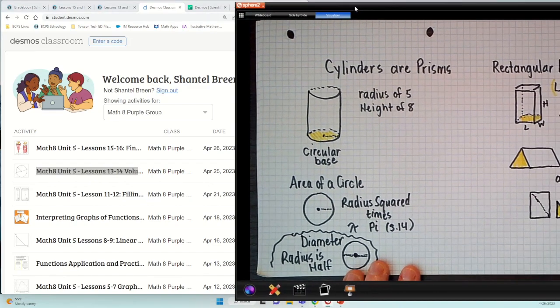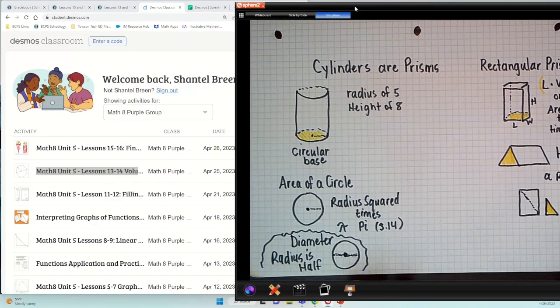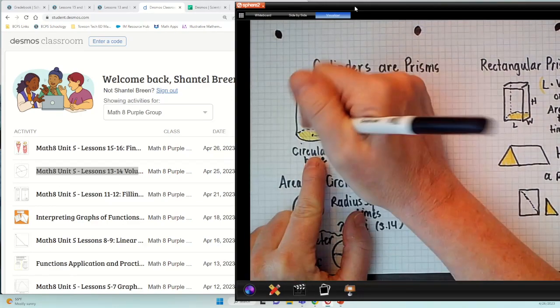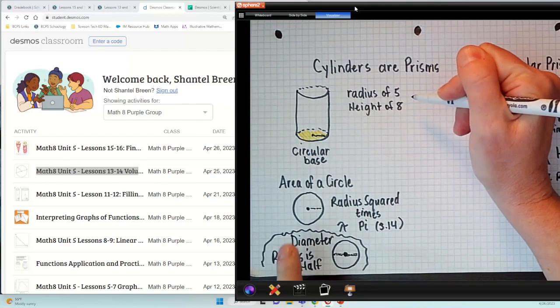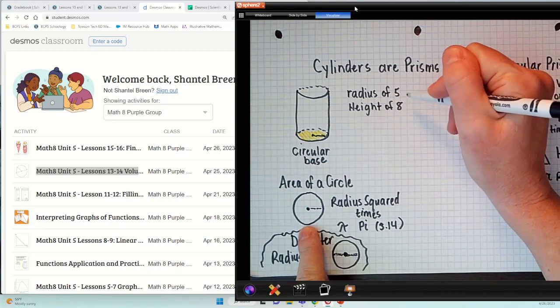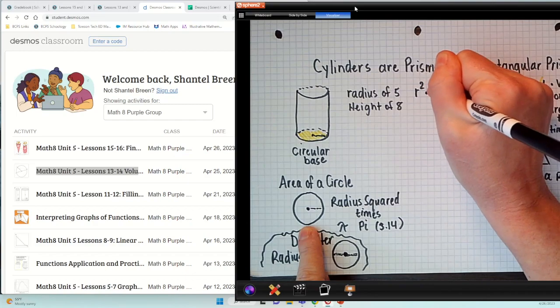All right, I'm going to do just a quick sample problem, and then we're going to go in and look at the examples that we did in class. The radius is 5, so that's this part right here, and the height is 8. So we know we need the area of the circle. So we need the base of the circle. That is just radius squared times pi.